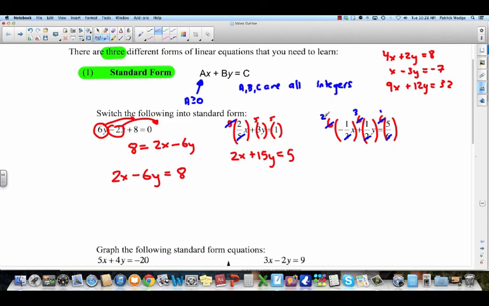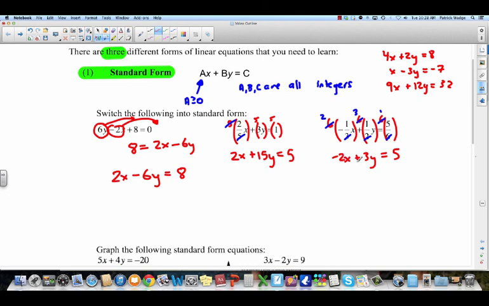Now we can do our multiplying. 2 times negative 1x is negative 2x. 3 times 1y is positive 3y. And 1 times 5 is 5. Is this in the correct form? No, it's not. We do not want this first one to be negative.